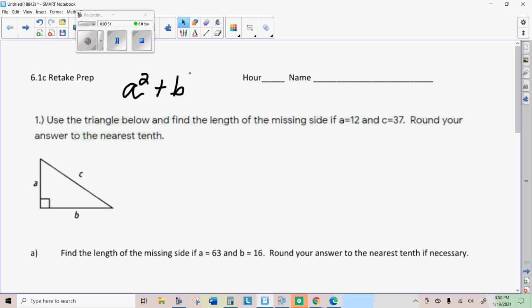So here's Pythagorean's theorem, a squared plus b squared equals c squared. And that's for right triangles labeled like that. Remember, a and b are called the legs. Let's just put a little arrow here. And c is called the hypotenuse.